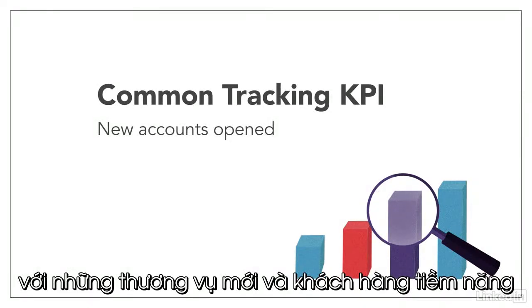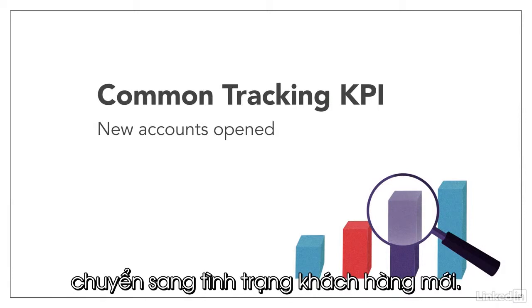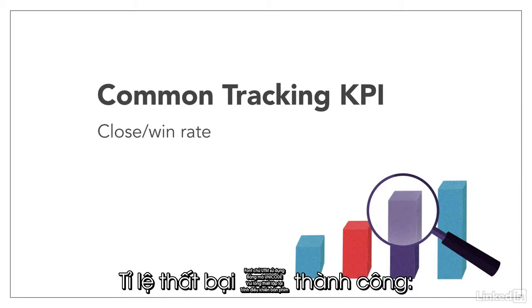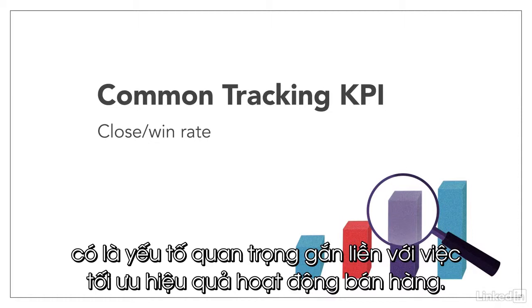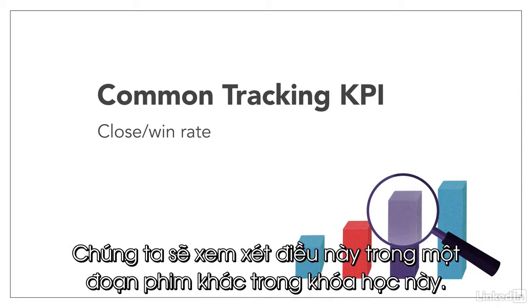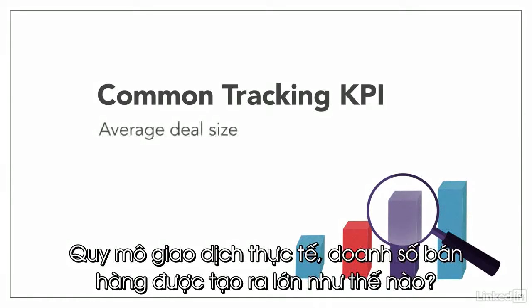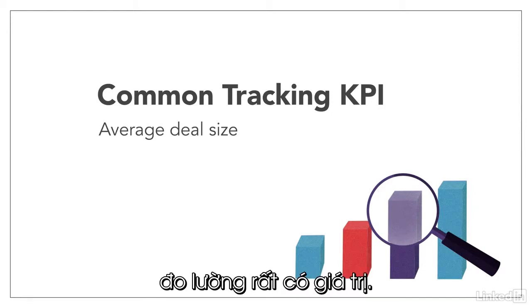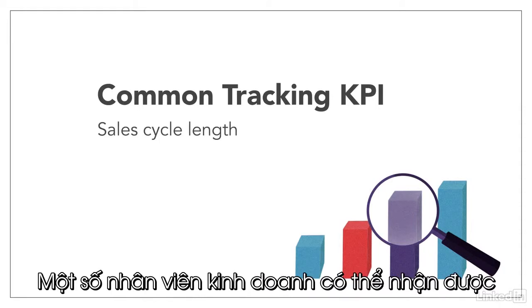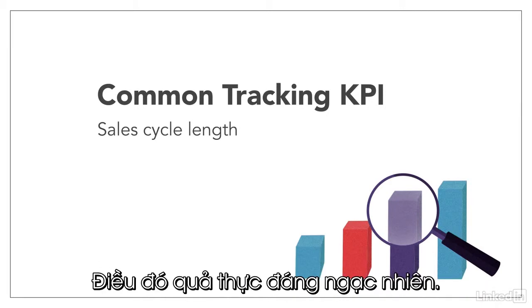New accounts opened. This links with new business and taking a lead to a new customer status. Close win rate. I like to track this one since it ties so closely to revenue. We're going to review this in another movie in this course. Actual deal size. How big are the sales being generated? Size per order, etc. This is another valuable measurement field. Sales cycle length. Some salespeople can get from a lead to a close faster than others. It can be a real eye-opener.